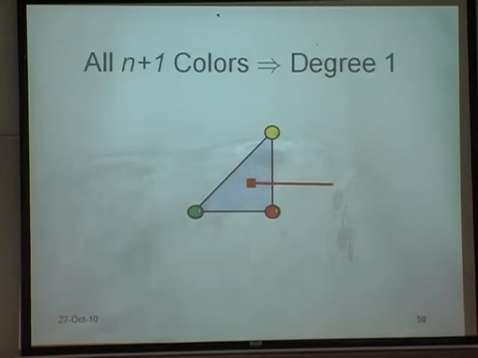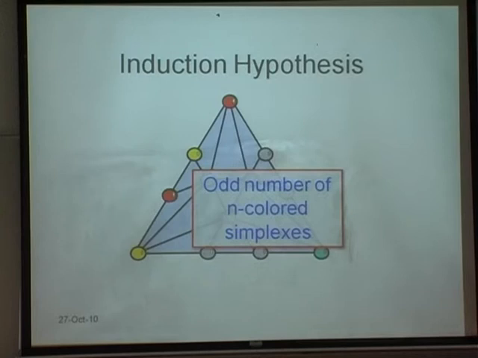Suppose you have all colors, well then you have degree 1, because there's one n minus 1 face that has the restricted colors, none of the others do. And so if you have all colors, then you have odd degree. So what I've shown you is that if you look at this dual graph, there are an odd number of simplexes that have all n plus 1 colors. That should be n plus 1 colored. Somebody mark that down as another typo. So the number of simplexes that have all n plus 1 colors is odd.